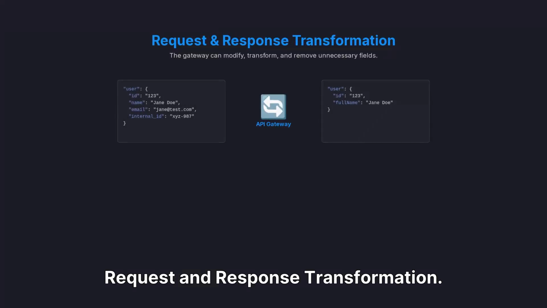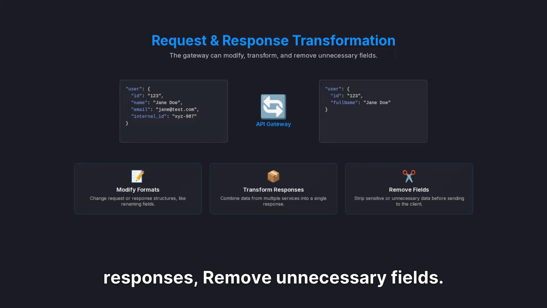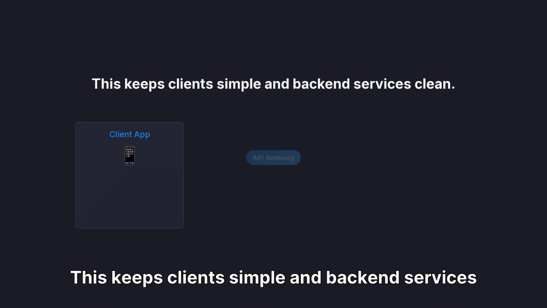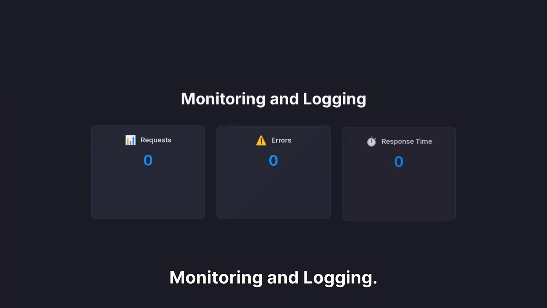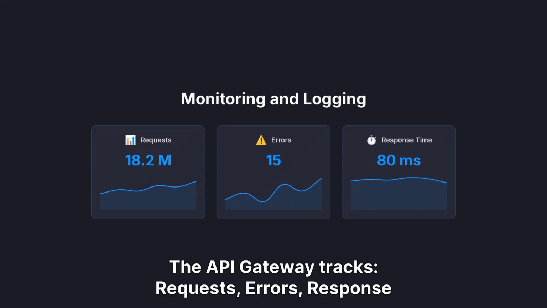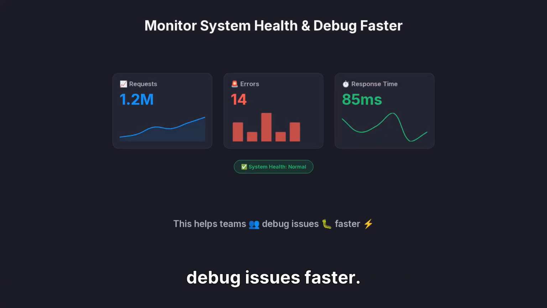Request and response transformation. The gateway can modify request formats, transform responses, remove unnecessary fields. This keeps clients simple and backend services clean. Monitoring and logging. The API gateway tracks requests, errors, response time. This helps teams monitor system health and debug issues faster.